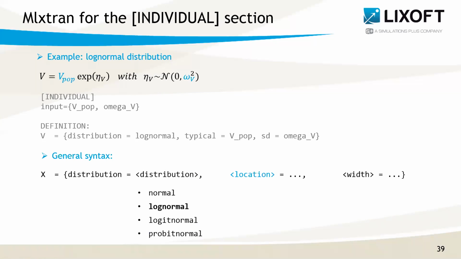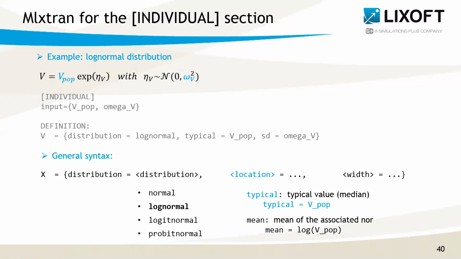And then we need to indicate a location parameter. So the most common option is to use the keyword typical. So for example, typical equals VPOP. This gives a typical value of the distribution, which is the median. And the alternative is to use the keyword mean, and then you need to give the mean of the associated normal distribution. So if you have chosen a log normal distribution, this would be log of VPOP.